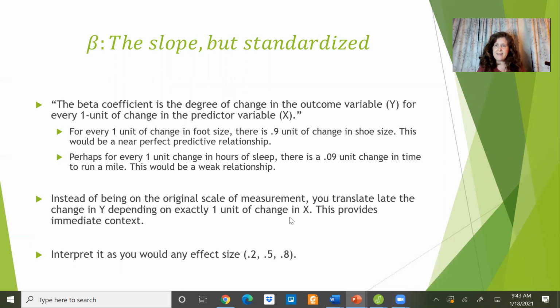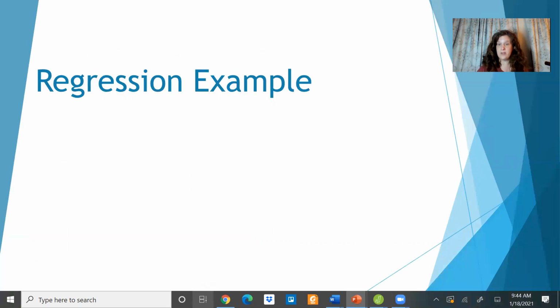Why would you do this? It's standardization. Remember standard deviation from back in the day, all the way back in 2020, accursed 2020. Standardization provides instant context. Instead of talking about the scale of measurement you started with in your study, now it's all scaled from 0 to 1. Your beta will be 0 to 1. It's interpreted like any old effect size. Closer to 1, the more change in Y can be predicted from X. Closer to 0, the less change. And we will do the regression example in the next video.